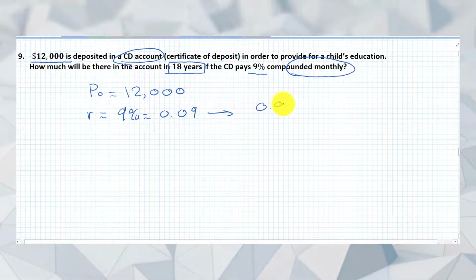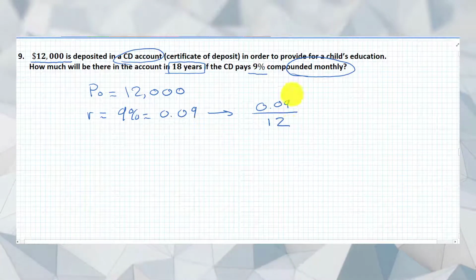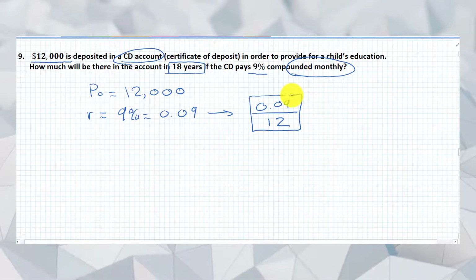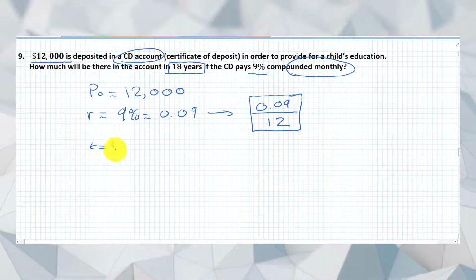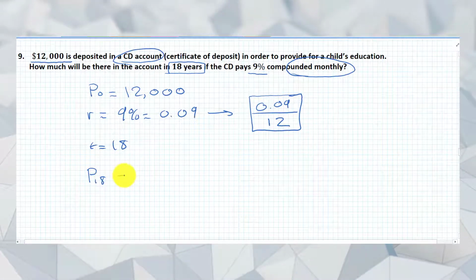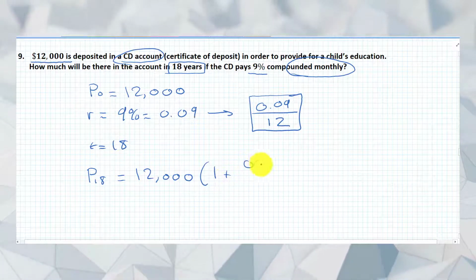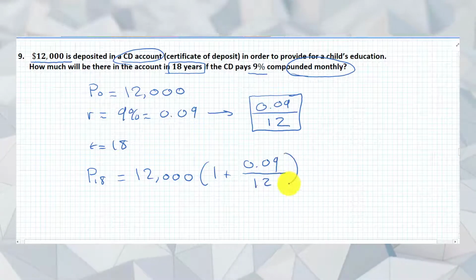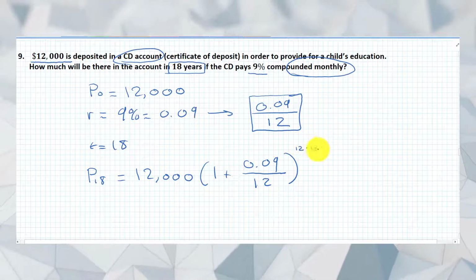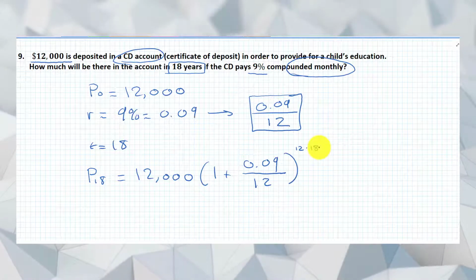So I'm going to have to divide 0.09 by how many months in a year? 12. There are 12 compounding periods. This is the interest I'm going to add at the end of every month, and I want to do it for 18 years. So how much do we have after 18 years? Well, I will have the initial investment times 1 plus 0.09 divided by 12. And then how many compounding periods in 18 years? Well, 12 a year and then 18 years. So this will give me the amount at the end of 18 years. Let's take the calculator.